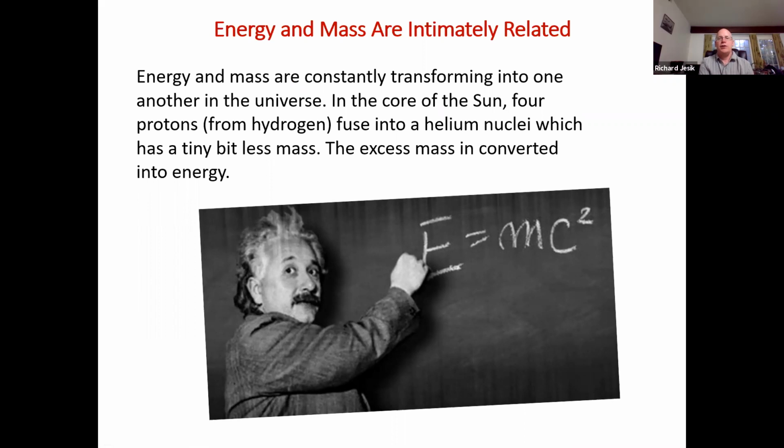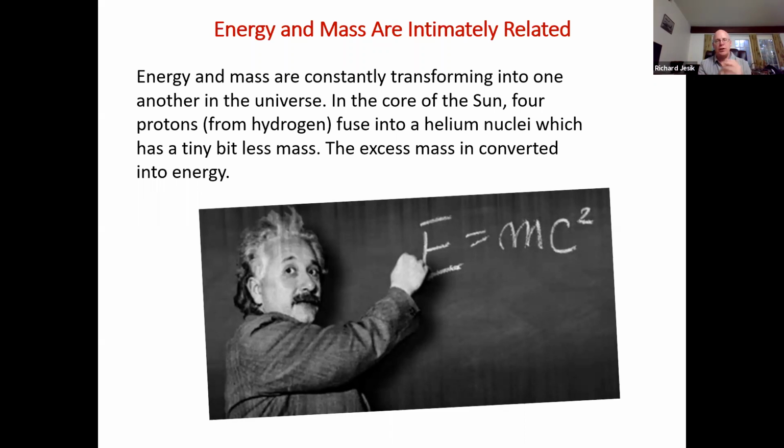Okay, to transition into the last part of tonight's discussion is the famous equation. Energy and mass are intimately related. This is, as I mentioned and as we'll learn, how the sun actually produces all of its energy by converting hydrogen into helium. It turns out a helium nucleus is a little bit lighter than the 4 protons that are fused together to make it.